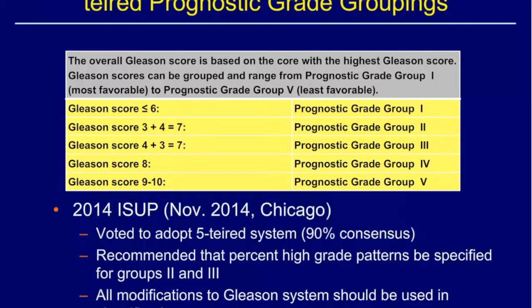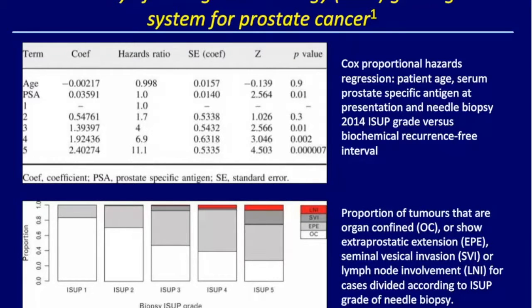And it was recommended that we further define the percent of pattern 4 within these categories. And all modifications to the Gleason system should be used. So it's really not a new grading system per se. It's simply using it smarter. And now there's been some validation studies since then. This is one out of Australia. It's actually multi-institutional with Australia and Canada.